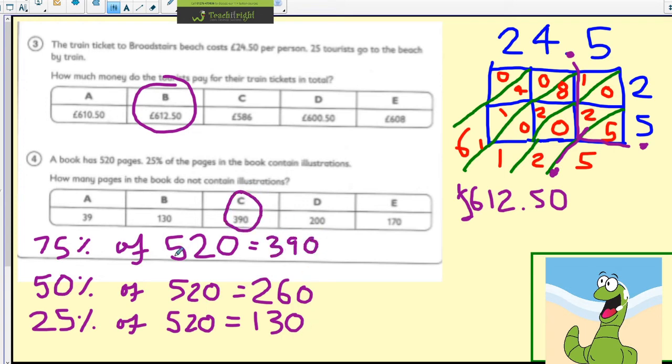Makes my answer C. I think that's the nicest way. Again, splitting your percentages up into easy to work out ones that you can add together to work out a more complicated one, I think is your best method. So I wanted 75, so I worked out 50 and 25 and added it together. Great method.